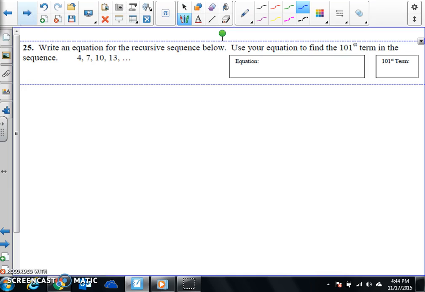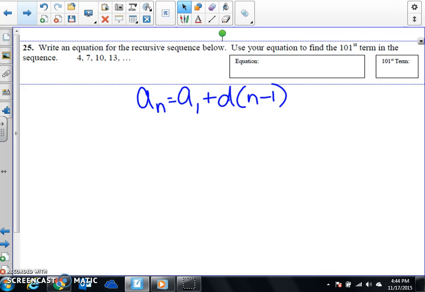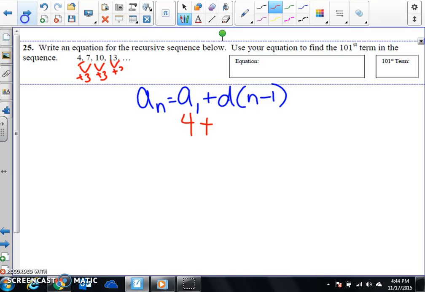Write an equation for the recursive sequence. All right, so a sub n, and I'm going to give you this formula on the test. My a sub 1 is 4 plus my common difference, I'm adding 3. So a positive 3, and then n minus 1.